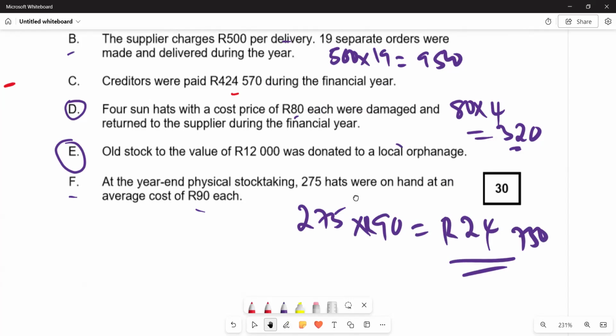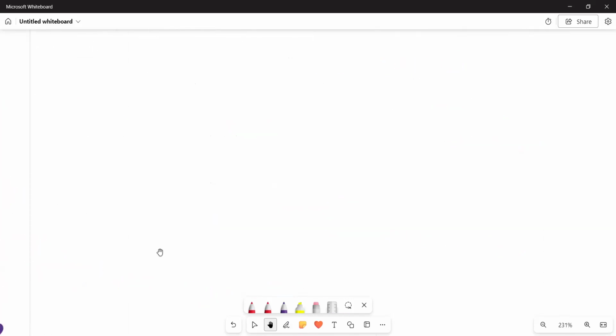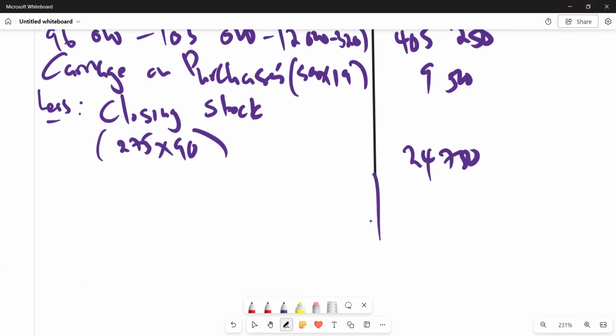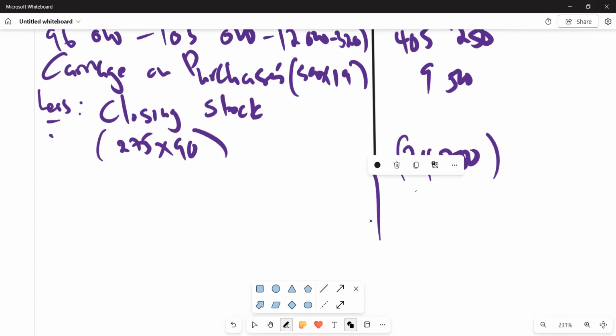So we come here. We just summarize it as it is. We are just saying in brackets, we make the calculation of 275 times 90. And then the final answer that we have is 24,750. And here, remember, we are saying less, so we subtract. So the final figure that we are going to get there becomes our cost of sales. So let's just try to see.